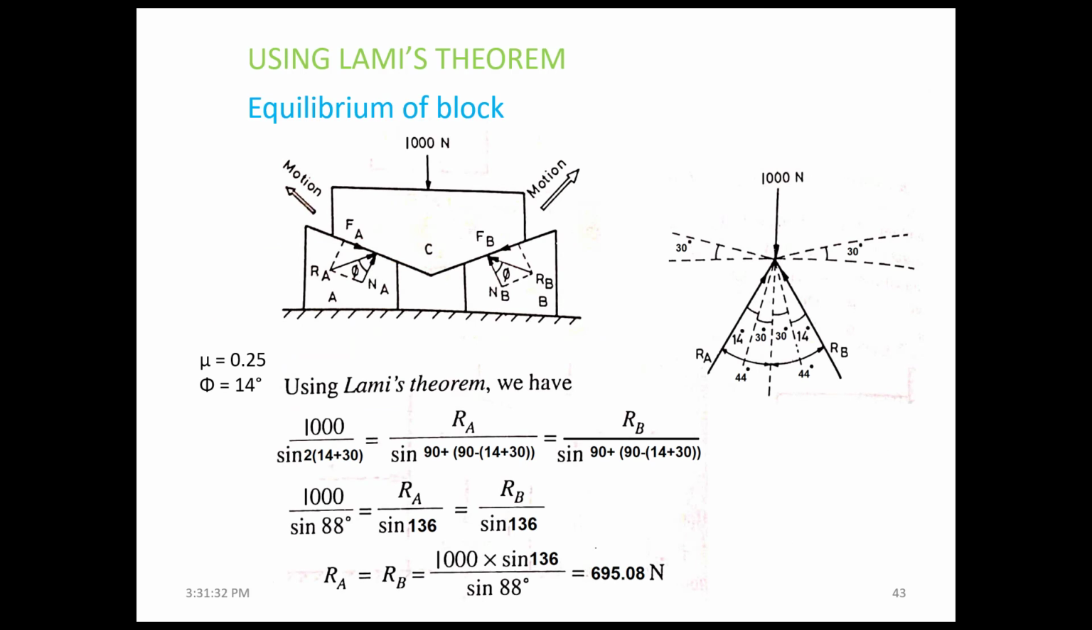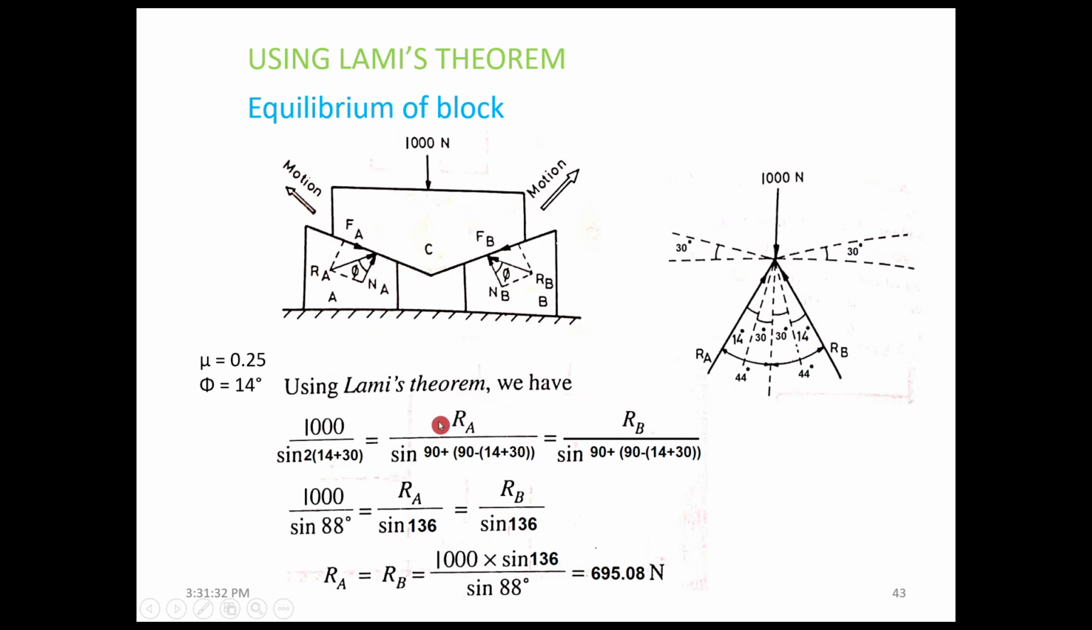We can also solve this problem by Lami's theorem. So coming to that, we have the total system here with 1000 Newton as the force acting downwards, and we have the bodies A and B, and the direction of motion. Mu is given as 0.25, and phi is equal to 14 degrees.